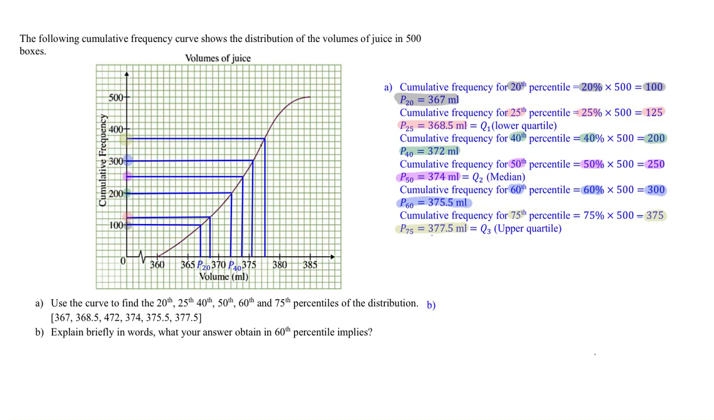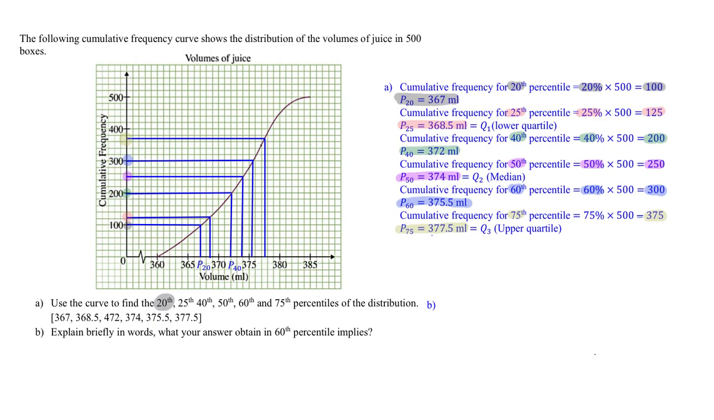Hello everyone, welcome to this video where we are going to have this cumulative frequency curve for 500 boxes of juice. Okay, so the very first part A, they would want us to find many percentiles. So for the first one would be 20 percentile.